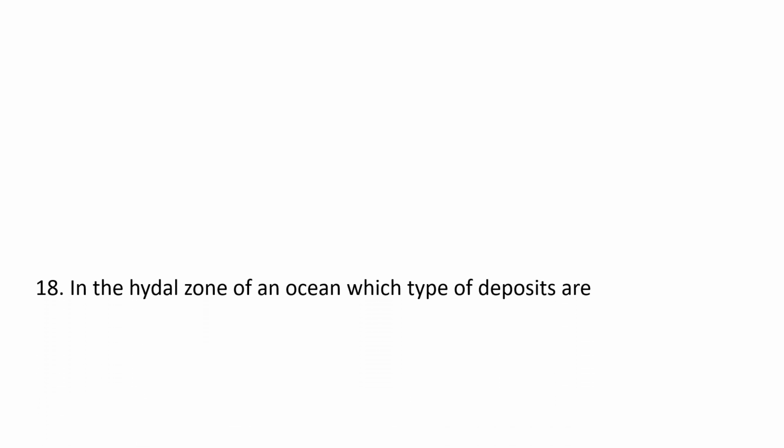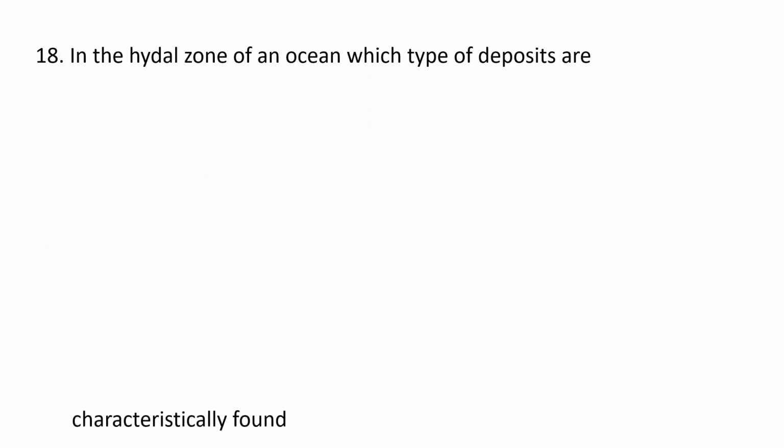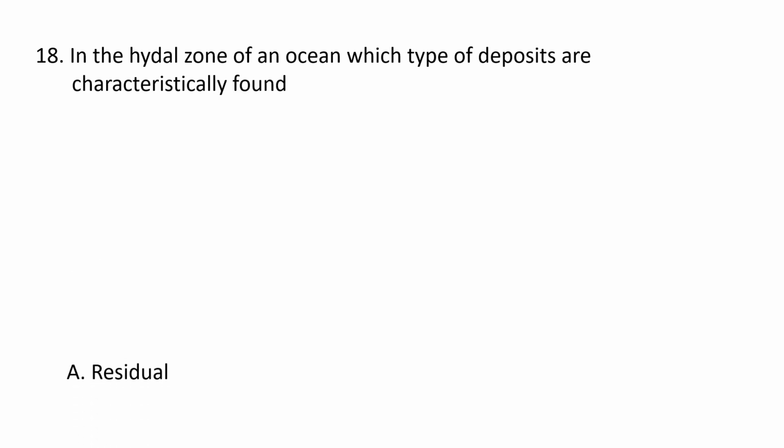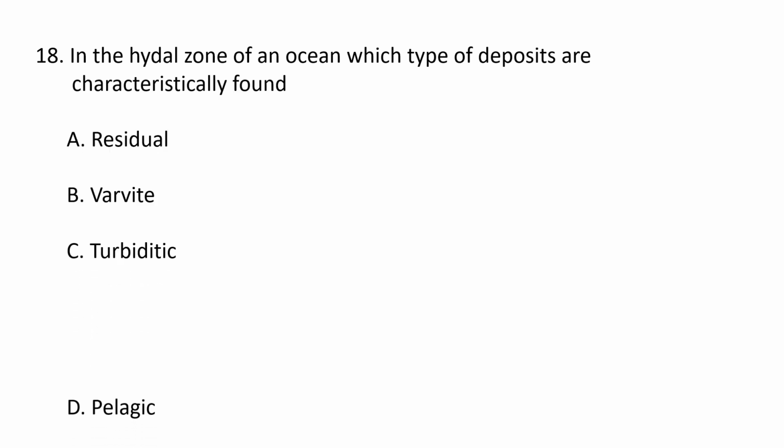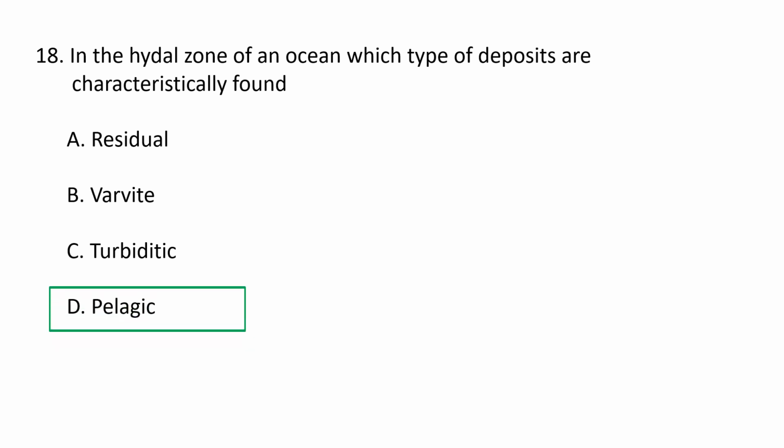Next question. In the hadal zone of an ocean, which type of deposits are characteristically found? A. Residual, B. Varvite, C. Turbiditic, and D. Pelagic. So the correct option is D.